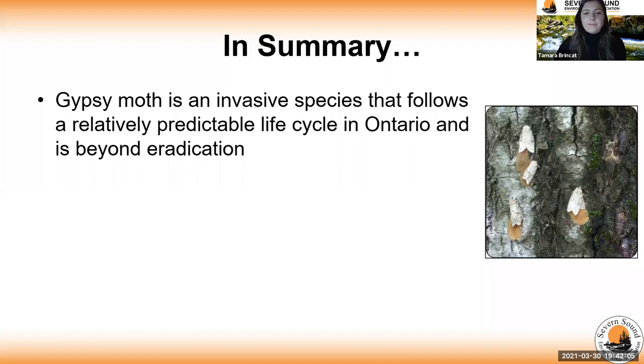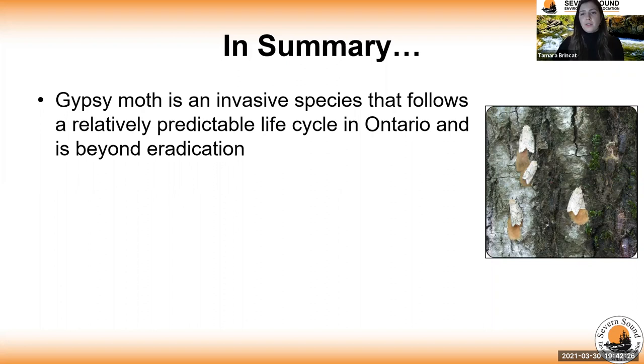There are many factors that play a role in predicting population. Some of those include weather, pathogens, predators, and some of the other natural controls that Paul talked about. Some of those natural controls have ultimately collapsed outbreaks historically, and it's expected to do so in future years.